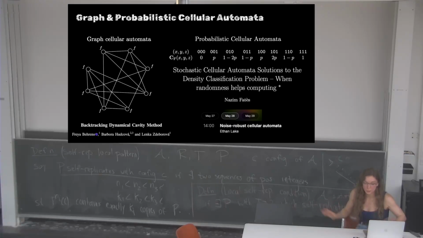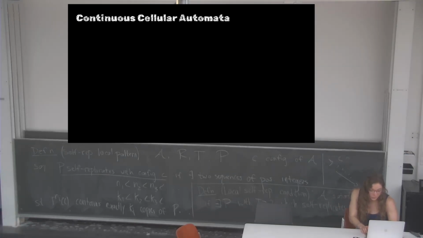I'm sure there are also variants of what kind of probabilistic cellular automata you can use, but I think this is the most classical one. Moving on to a whole other family, which I think really dominates in the interest of the general artificial life audience: continuous cellular automata.